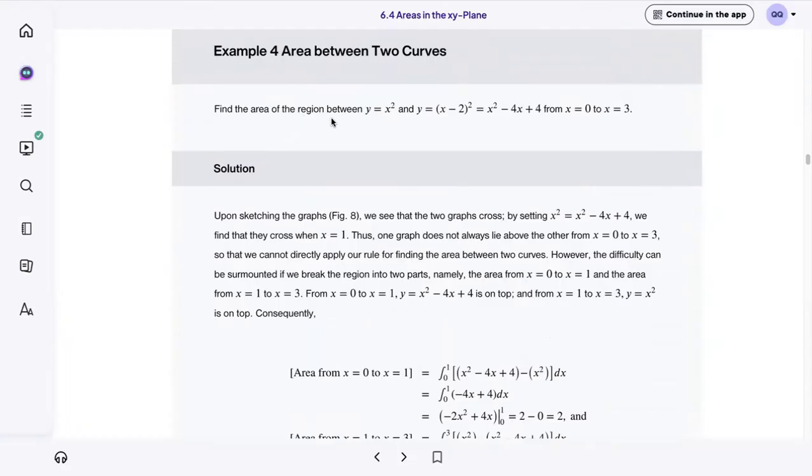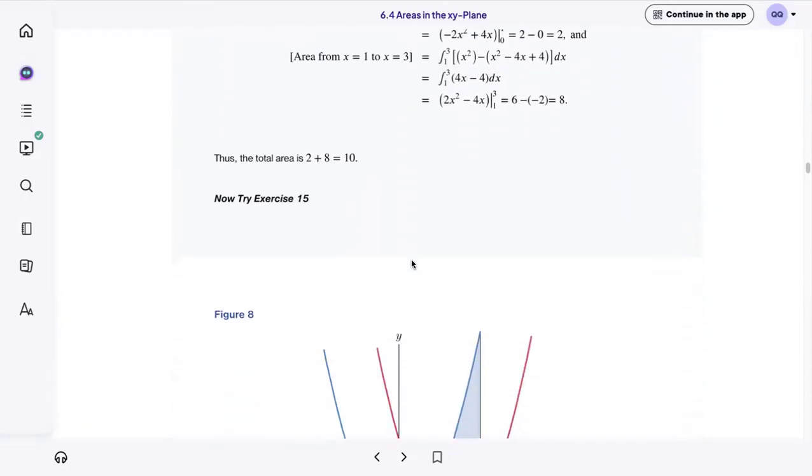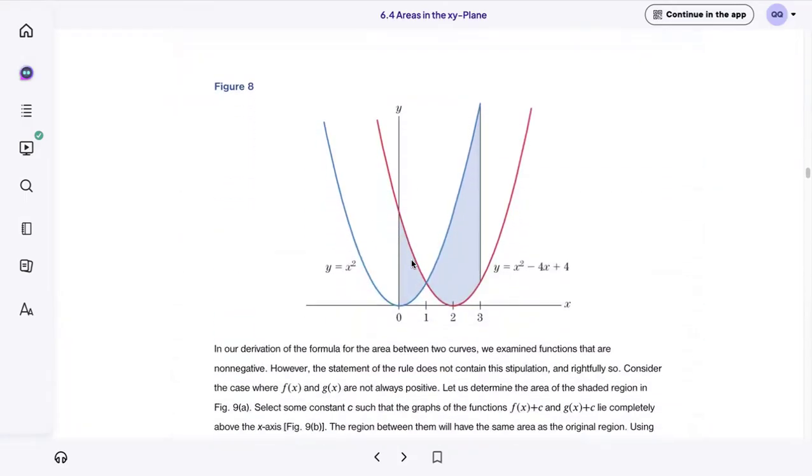Find the area of the region between x squared and (x minus 2) squared from 0 to 3. So we need to graph it, right? So the graph from 0 to 3. So we set up integration from 0 to 3. Then when we graph, we see the area between these two.